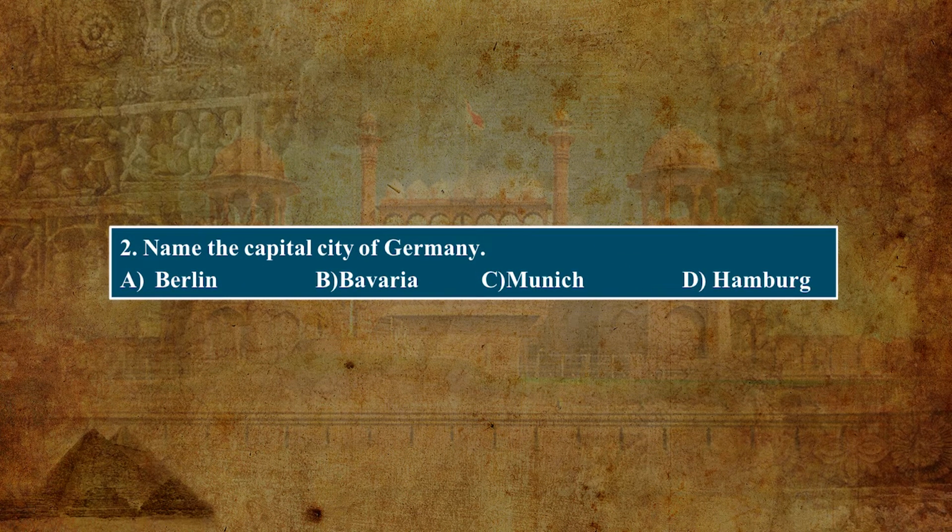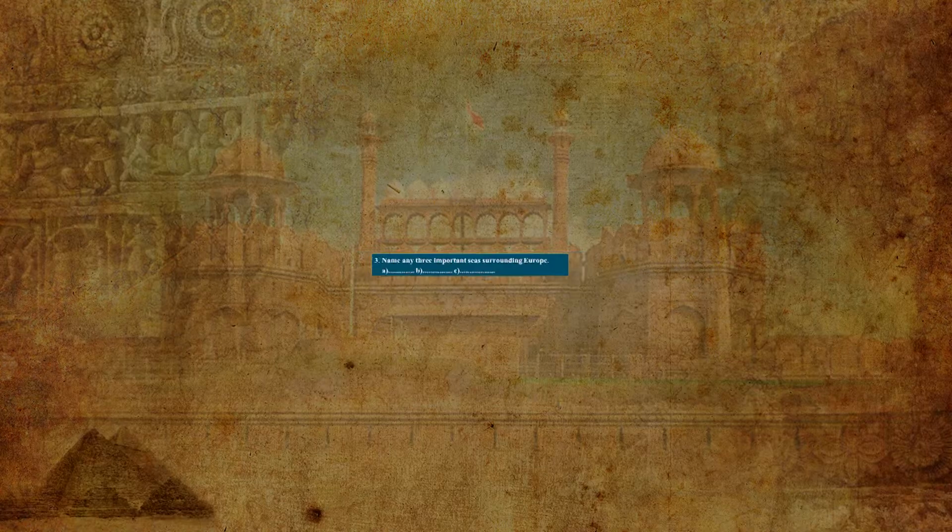Now, we move to the next question. Name the capital city of Germany. Option A is Berlin, B Bavaria, C Munich, D Hamburg. It is very important to understand this, because the capital city of Germany is one of the most developed cities of the world also. Now, look at question number 3.